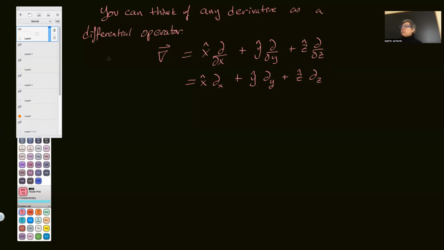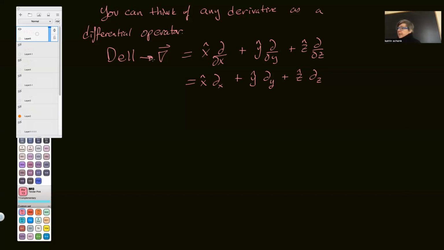Now, I should tell you, if you didn't already know, this is called del. Some people call it nabla. If you are trying to write this in LaTeX on Overleaf, it's \nabla. I don't really understand why, but okay. Nabla is used, and sometimes I may even say that, but I call it del. And it is an operator.